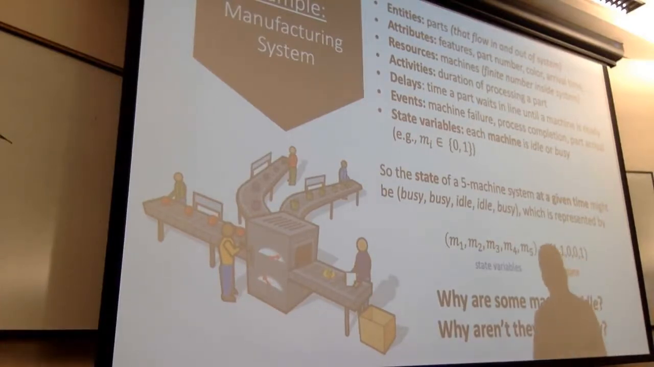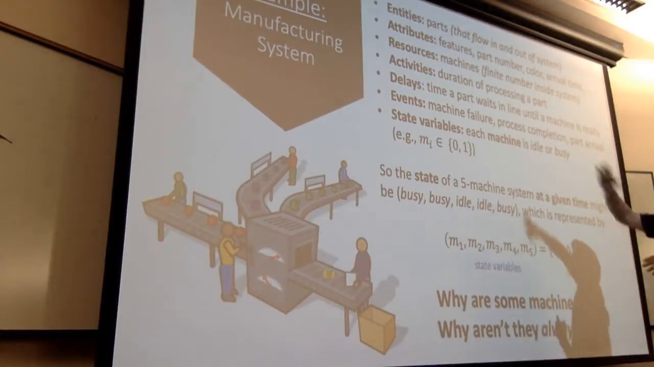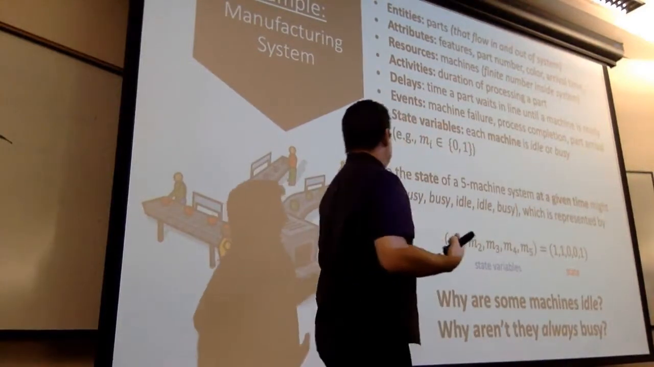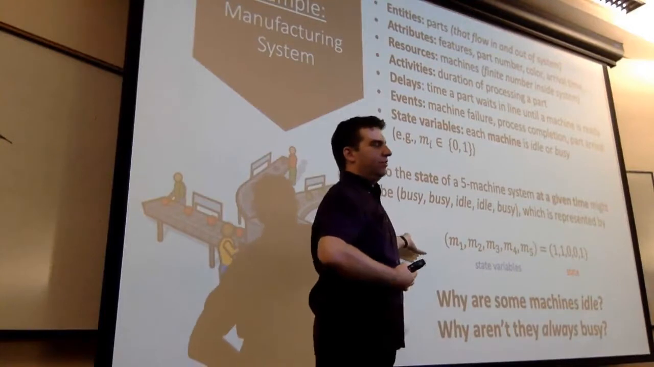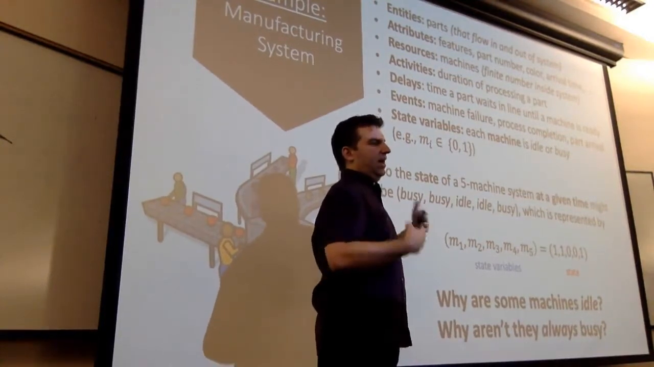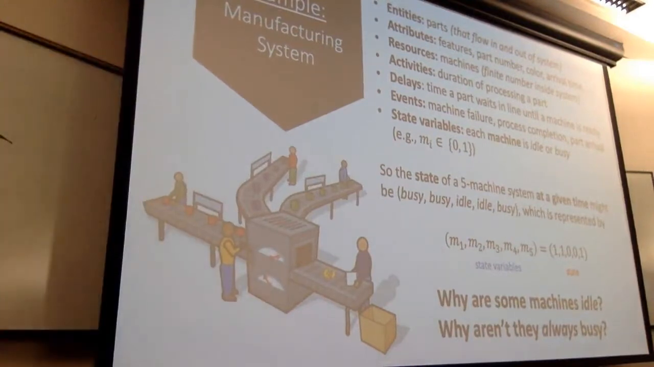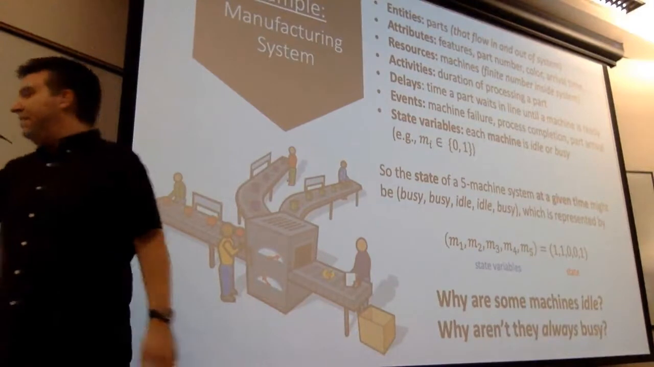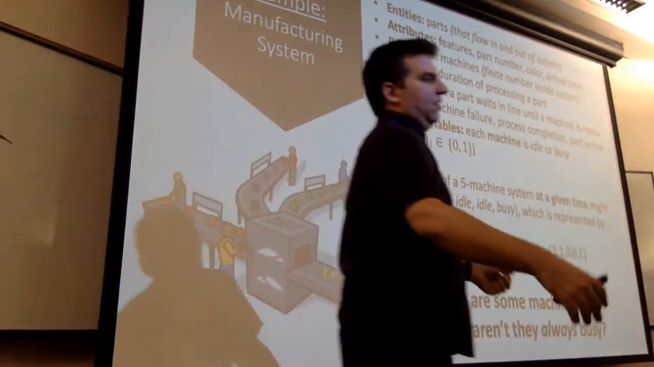Question? What's the difference between resources and state variables? Resources are the things themselves. I am a resource. But a state variable is a mathematical variable used to represent me. My name is Ted, so if I created a variable called T, and T was either 0 or 1, then the resource we're modeling in reality is me, but the variable we use to represent whether I'm busy or idle is T. There could be multiple state variables per resource.